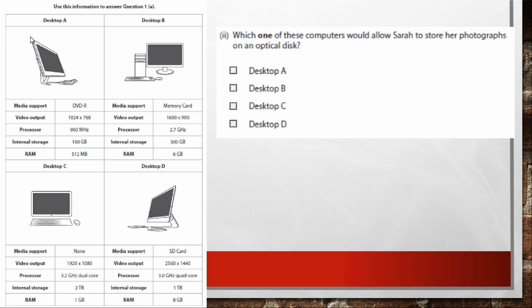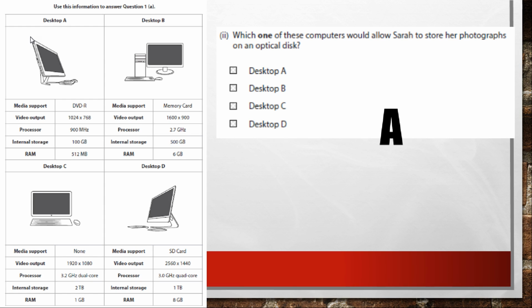Number 2, which one of these computers would allow Sarah to store her photographs on an optical disc? Okay, which one would allow Sarah to store photographs on an optical disc? Have a go at that.